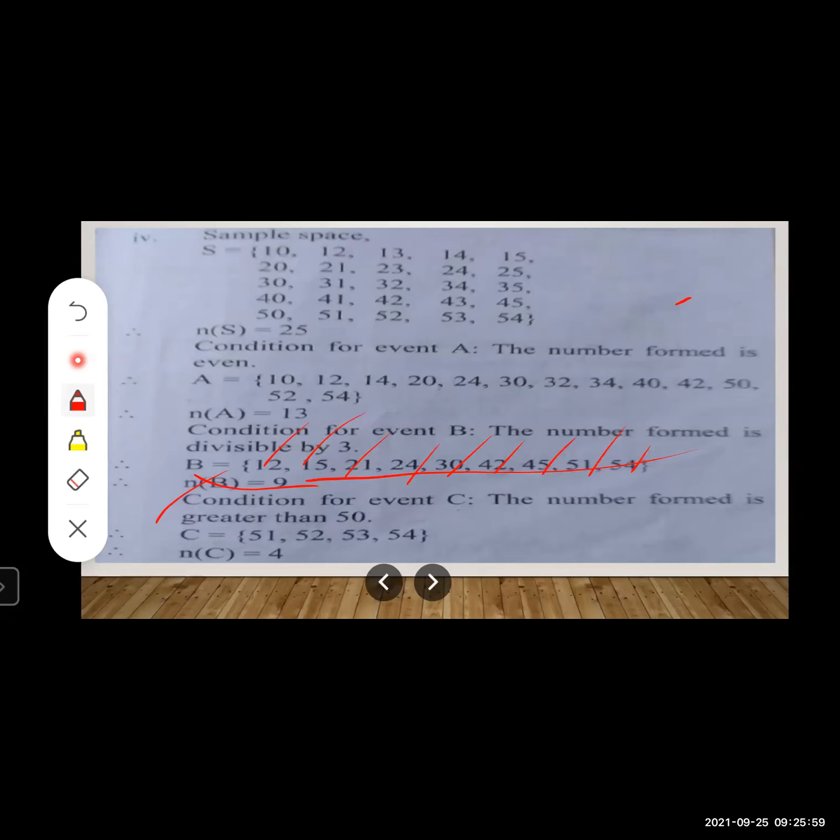Yes, if you look here in the sample space, you can see 50 is here, and from 50 onwards, which numbers are bigger than 50? 51, 52, 53, 54, right? Four numbers are there. So write these as the favorable outcomes in the event C: 51, 52, 53, 54. How many numbers are there? This is 4. So you will write n(C) is equal to 4. Okay, students, now let us move to the next example.